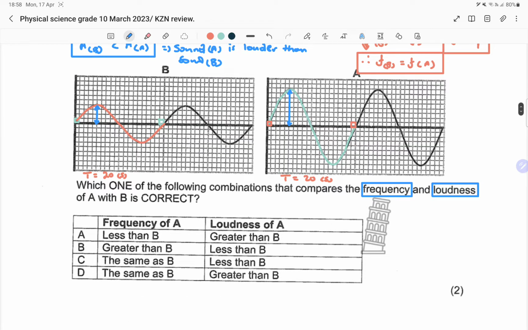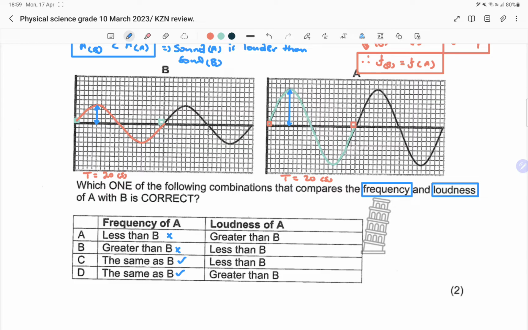Okay, frequency of A, we can see the frequency is the same because they have the same period to complete one full wave. So we know that the frequency should be the same. So all the options that are already saying otherwise, it's already wrong.